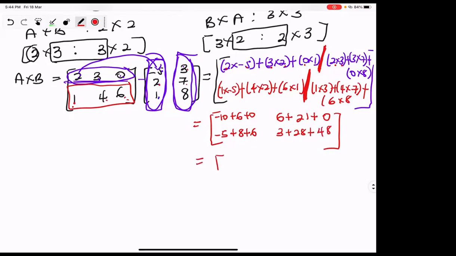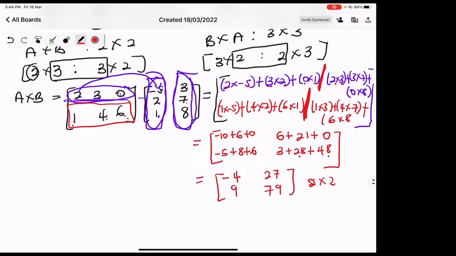And this will give us, using the calculator, minus 4, 27, 9, and then 28 and 48 will give us 76. 76 plus 3 will give us 79, which is a 2 by 2 matrix.